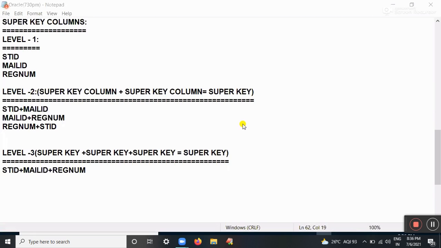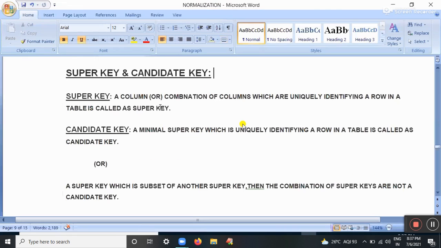Now, what is a candidate key? Carefully observe. A candidate key means a minimal super key which is uniquely identifying. Minimal means minimum. A minimum or minimal super key which is uniquely identifying a row in a table is called a candidate key.